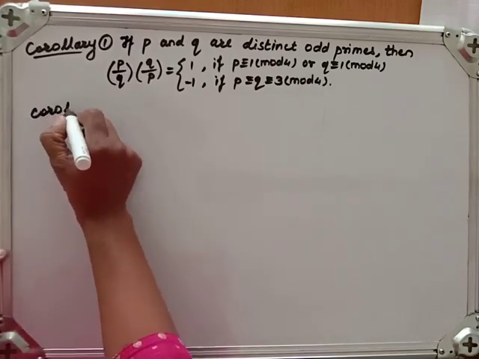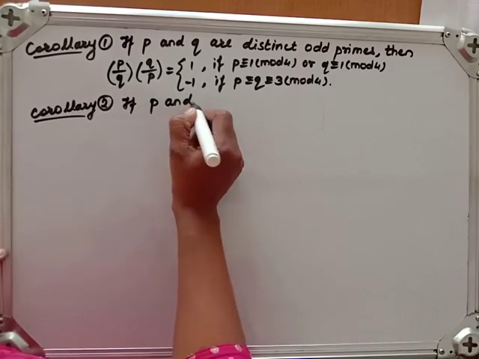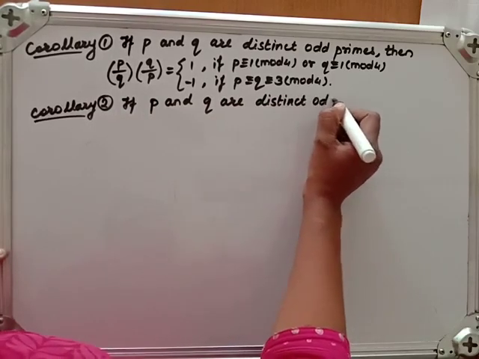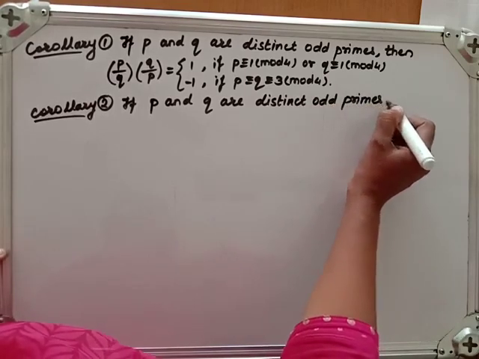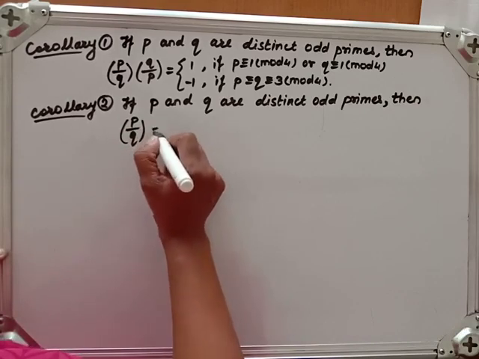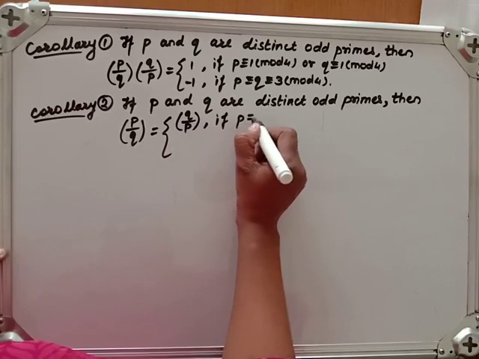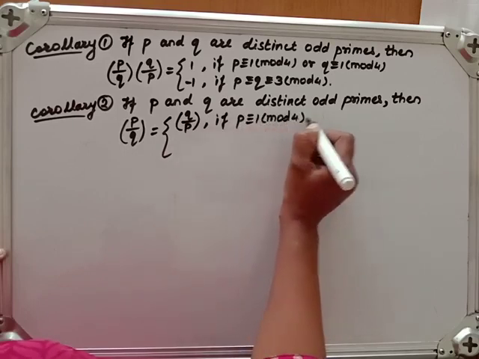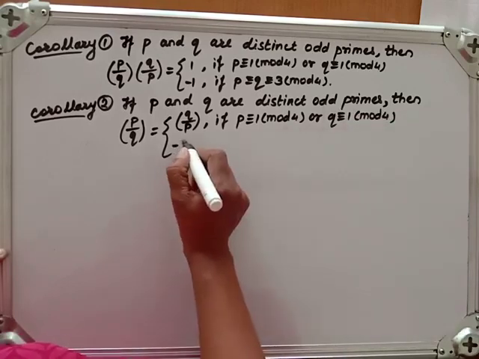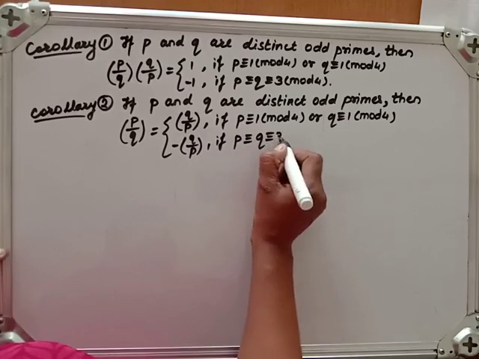Corollary 2: if P and Q are distinct odd primes, then the Legendre symbol of P by Q is equal to the Legendre symbol of Q by P if P is congruent to 1 modulo 4 or Q is congruent to 1 modulo 4, and it is minus the Legendre symbol of Q by P if P and Q are both congruent to 3 modulo 4.